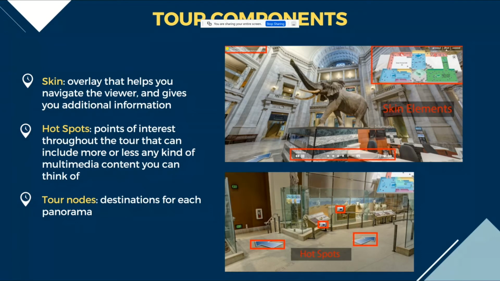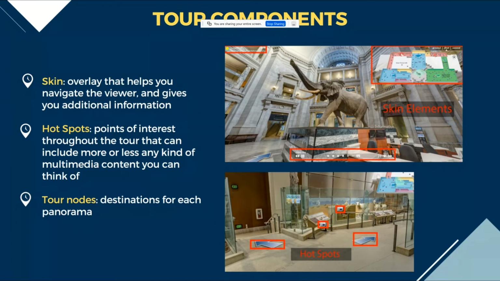And then beneath that, we have hotspots. Now, hotspots is an all-encompassing term for any information overlaid on the virtual tour that is specific to a single panorama. So the skin applies to everything throughout the entire tour. The hotspots are specific to a single one. And what we have here, you can see on the bottom right, we have arrows which show you where to go to the next stop in the tour. Those are called tour nodes.